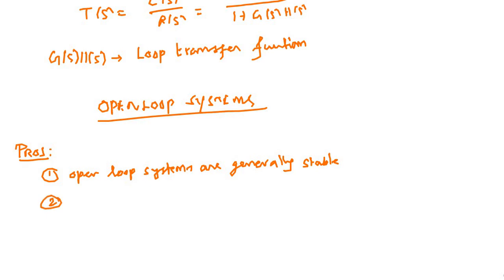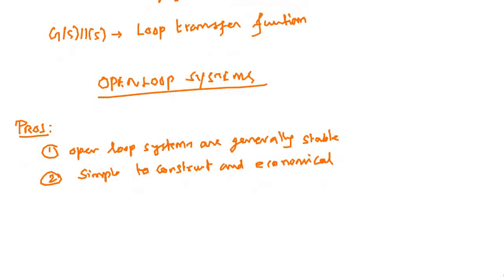Next, open loop systems need fewer components. Whenever they are needed, we can buy them and construct an economical system. So open loop systems are simple to construct, and hence they are economical.